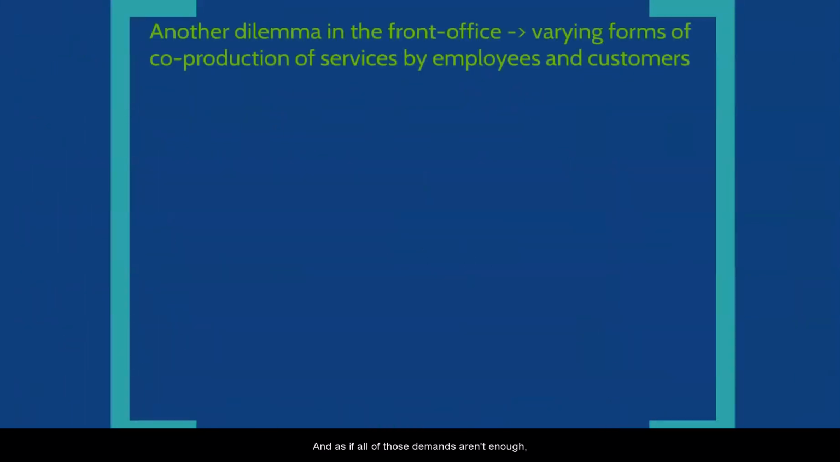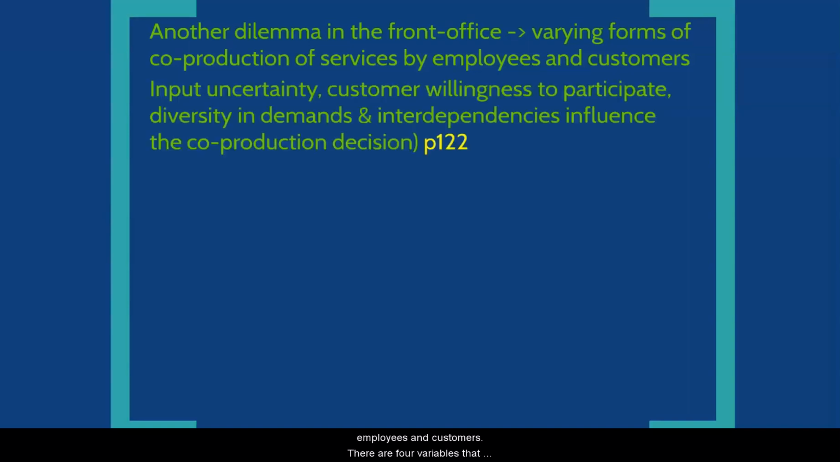And as if all of those demands aren't enough, another dilemma encountered in the front office is the varying forms of co-production of services by employees and customers. There are four variables that influence co-production decisions, and this is input uncertainty, customer willingness to participate, diversity of demands, and interdependencies. And this you can refer to on page 122.